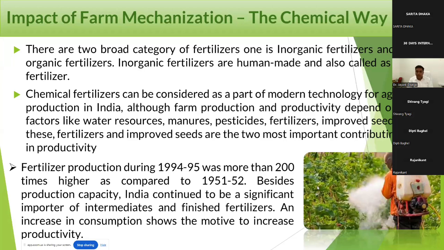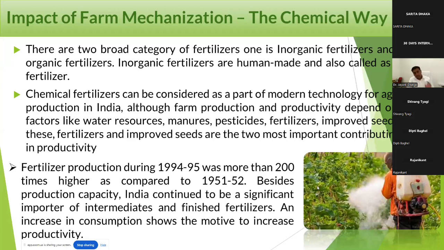If you think about chemical mechanization, there are two broad categories of fertilizers. One is inorganic fertilizers and the other is organic fertilizers. Inorganic fertilizers are human made and also called chemical fertilizers, which may have different impacts on the health of the farmers. Some chemical fertilizers can be considered a part of the modern technology for agriculture production.